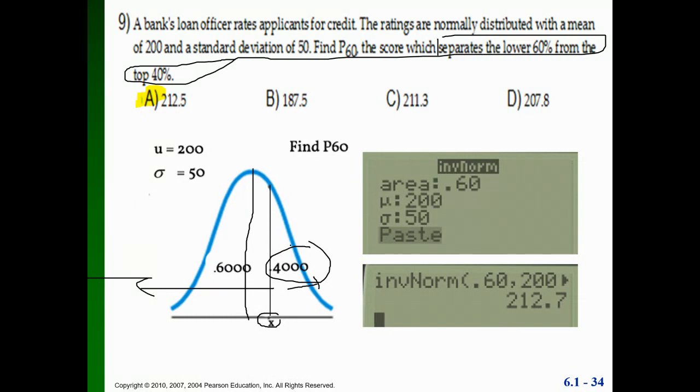So there's the area that I'm looking for, because the area associated with that X score is the area to the left. Once again, I said left again. 0.60. There's your mean. There's your standard deviation. 212.7. Correct answer, 212.5. That's somewhat close, but if my calculator gives me this and I see 212.5, I'm not even thinking about 211. I'm looking for 212 with something.